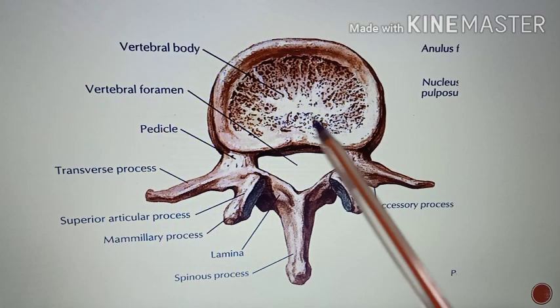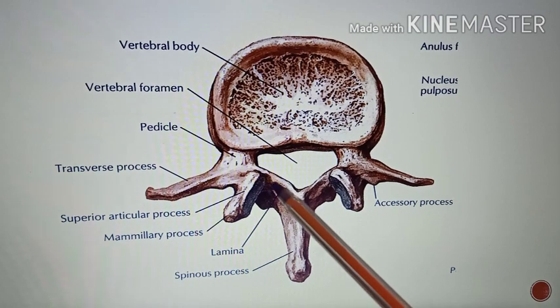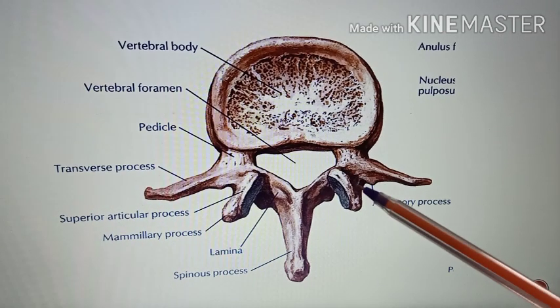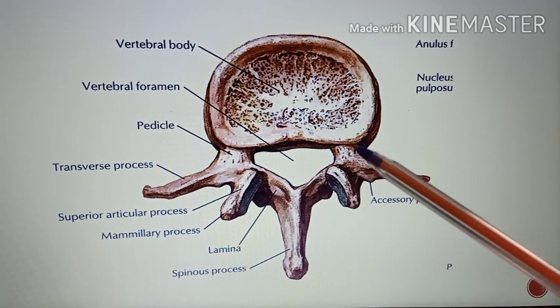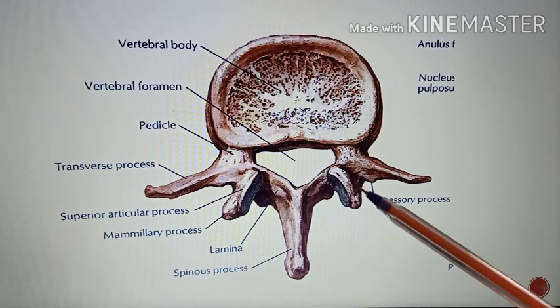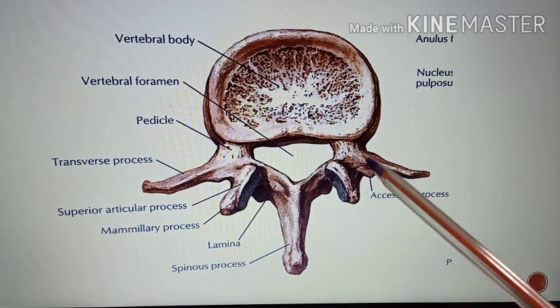Sixth, presence of accessory processes as well as mammillary processes. Then seventh, superior articular facet is concave in shape. Then eighth, inferior articular facet is convex in shape. Now this slide what you are seeing here is a typical lumbar vertebra. So the L1 to L4 lumbar vertebra will appear in a similar way.